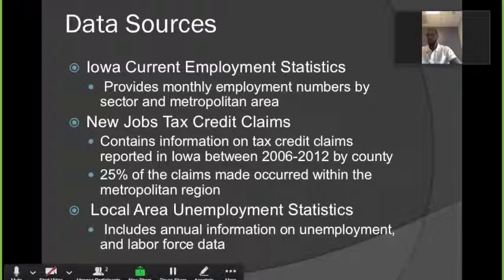This includes data such as the adjusted gross income of the tax applicant applying for the credit, as well as information such as how much the applicant used in tax credits that year versus how much they carried forward and how much expired. And lastly, an interesting point is that 25% of the claims made occurred within the metropolitan region, which means that 75% of the claims occur in the non-metropolitan region, which is very significant. And then the local area unemployment statistics was the last data set used, which includes annual information on unemployment and labor force data.